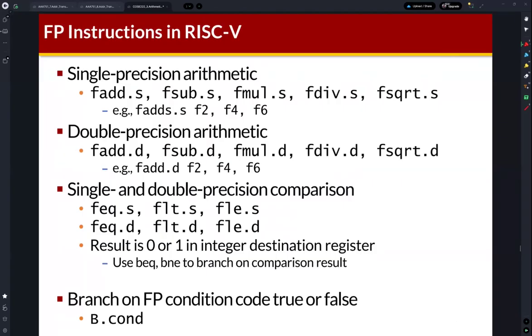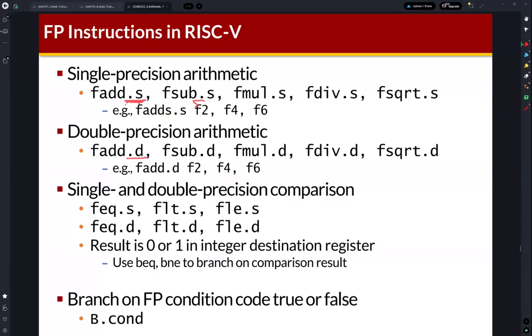So these are examples of the floating point arithmetic instructions. In order to represent single precision and double precision operations, we need to use a postfix, like .s. So it's a postfix for representing single precision, and for double precision we use .d. Okay, it's the postfix of the floating point instructions.